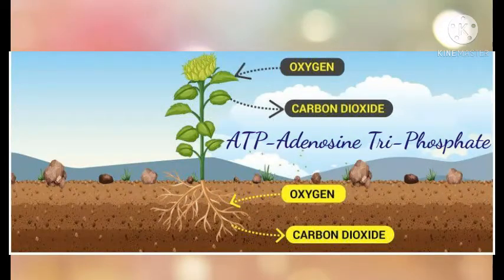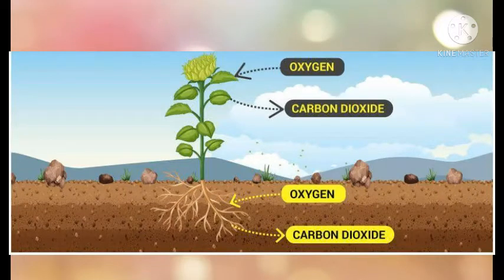The full form of ATP is adenosine triphosphate. These are the energy currency of the cell. So, which is the energy currency of the cell? ATP, or adenosine triphosphate. This energy is used to carry out all the life functions of the plant. The waste products produced as a result of respiration are carbon dioxide and water. Water will be in the form of water vapor, and these two products, carbon dioxide and water, are released through the stomata. So these are the basic processes involved in respiration.